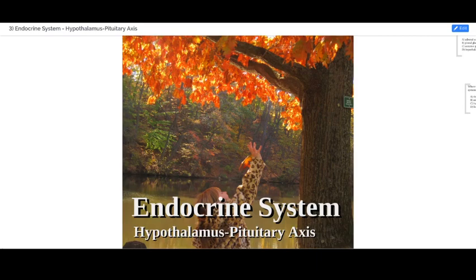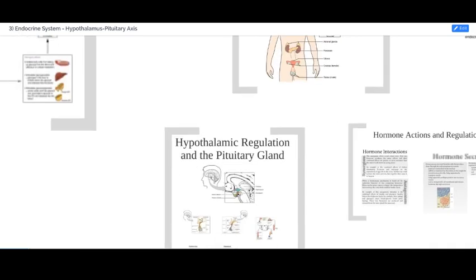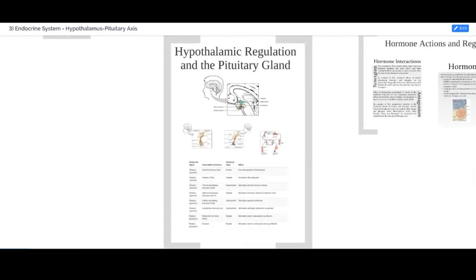In the third section of the Endocrine System chapter, we're going to be looking at how the hypothalamus is the control center for the endocrine system as a mechanism of homeostasis. The hypothalamus-pituitary axis is an important part of understanding how the endocrine system is regulated as part of its homeostatic mechanisms.